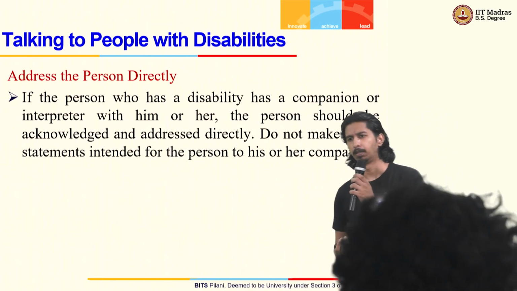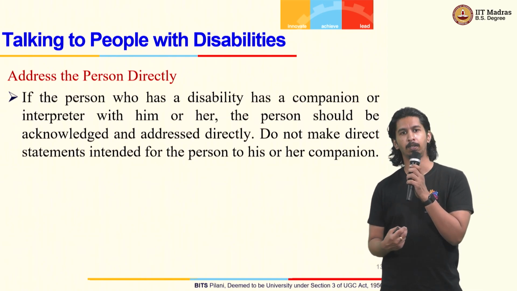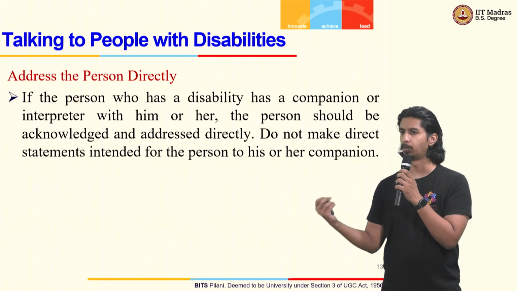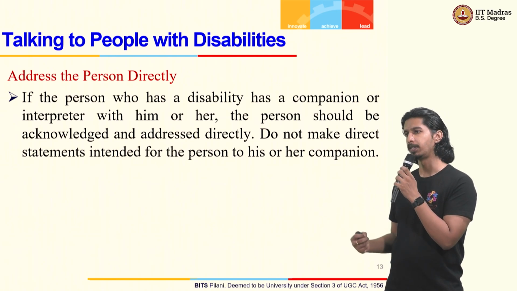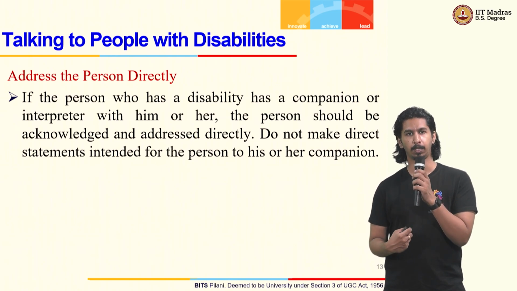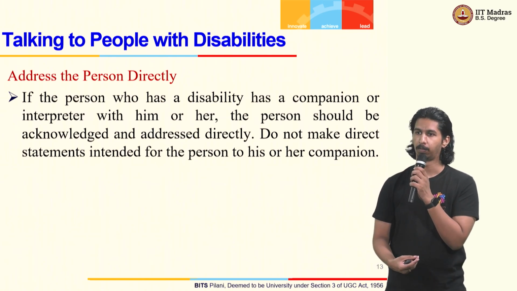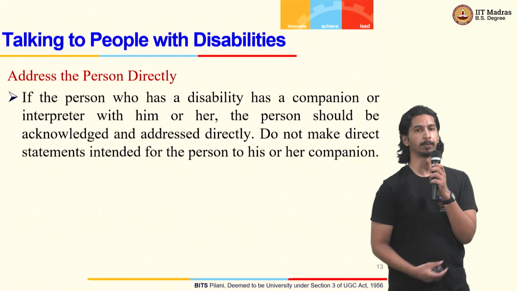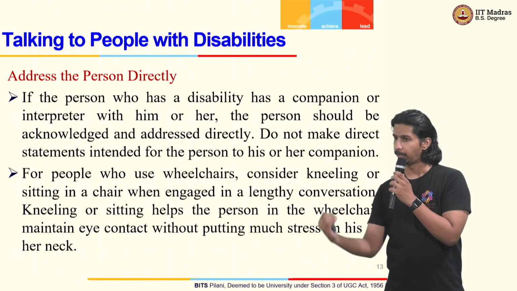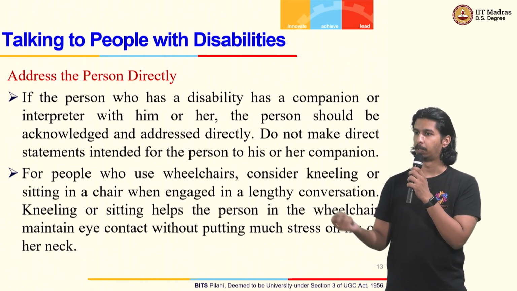Address the person directly, right? So these are pretty basic etiquettes. If a person with disability has brought an interpreter or a companion along with them, say suppose there's a blind person who's attending an event, and there are good chances that they have also brought someone along with them. So when you want to talk to people with disabilities, address them directly. Don't address the companion who has come with the person, right? So directly address the person you want to talk to. For people who use wheelchairs, maybe always try to kneel down a bit or sit down so that you can maintain eye contact and not give them a lot of stress in their neck.